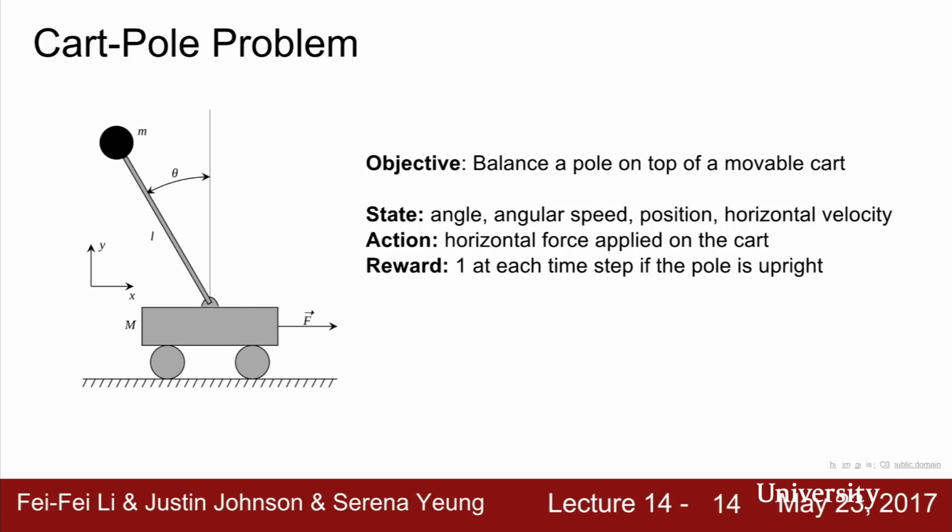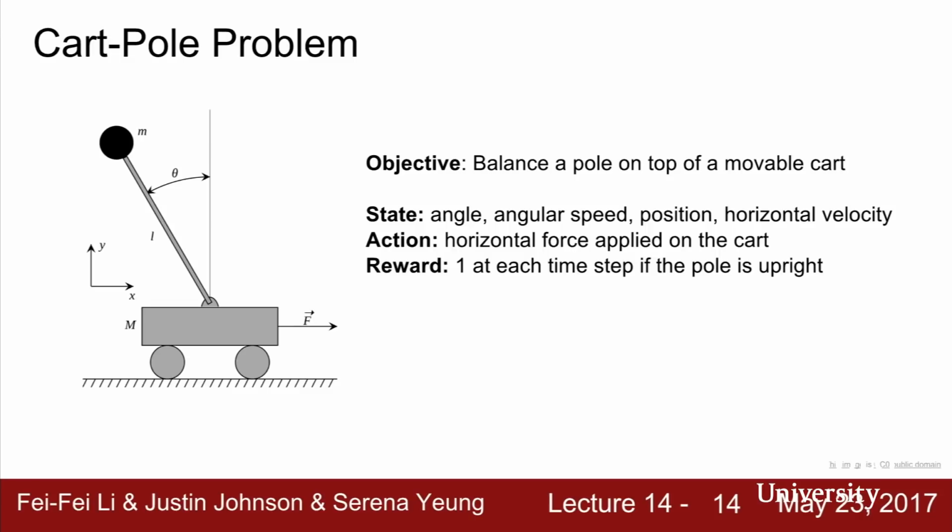So let's see some examples of this. First we have here the cart pole problem, which is a classic problem that some of you may have seen in, for example, 229 before. The objective here is that you want to balance a pole on top of a movable cart. The state that you have here is your current description of the system, for example, the angular speed of your pole, your position, and the horizontal velocity of your cart.